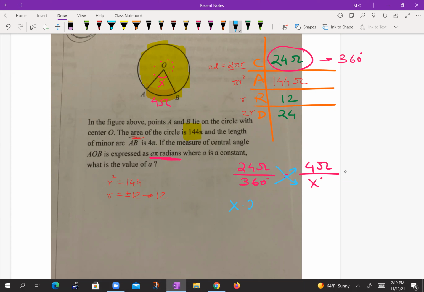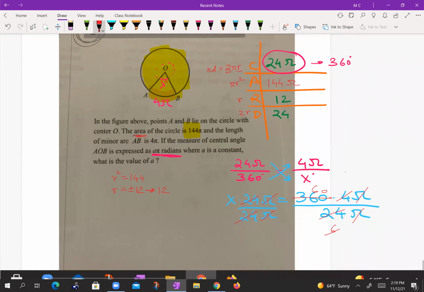X times 24 pi is 360 times 4 pi. If we divide that by 24 pi, you can isolate the x. So you have 24 and 24 cancel, pi and pi cancel, 4 and 24 cancels. It's going to be 60. So x is 60 degrees.